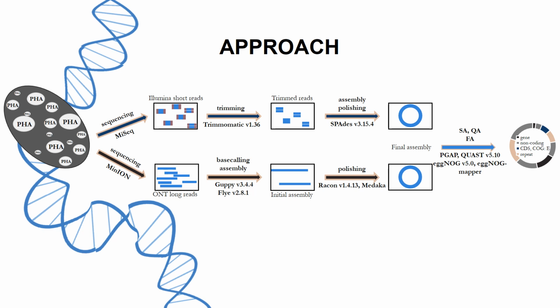The processing of short reads is indicated at the top of the pipeline. Namely, the short reads were initially adapter and quality trimmed using Trimmomatic. Next, the genomic assembly and polishing were done using SPAdes. The quality assessment of the assemblies was performed using QUAST.